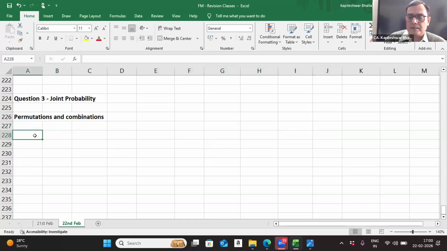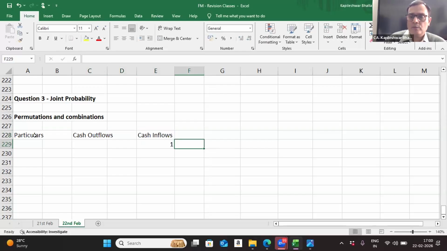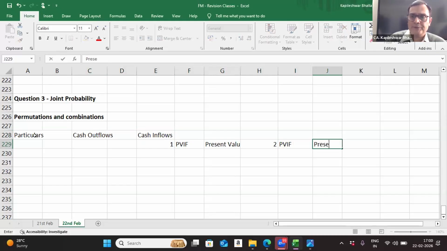So let's do one thing. Let's consider particulars, and then we can consider the cash outflow, which is already in present value terms. Then we can take cash inflows, and we will take year one, we will take PVIF, and we get the present value. Then we can take the second year PVIF and the present value.